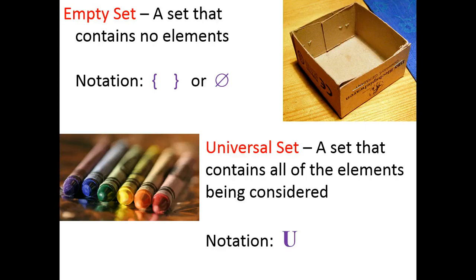We have a special notation for a universal set, and that's the capital letter U. In fact, when we name sets, just by convention, we generally name them with capital letters. But if we name a set with the capital letter U, that specifically means that that set is the universal set.